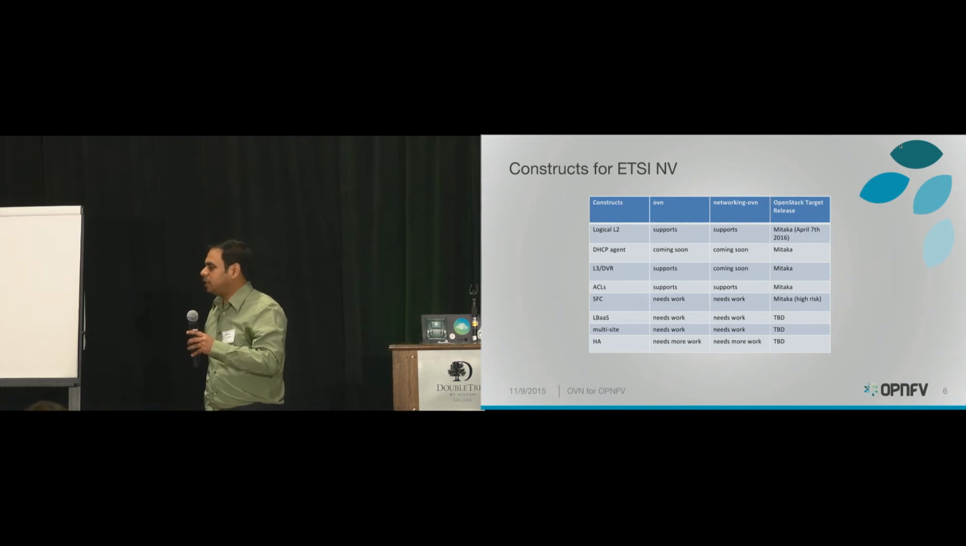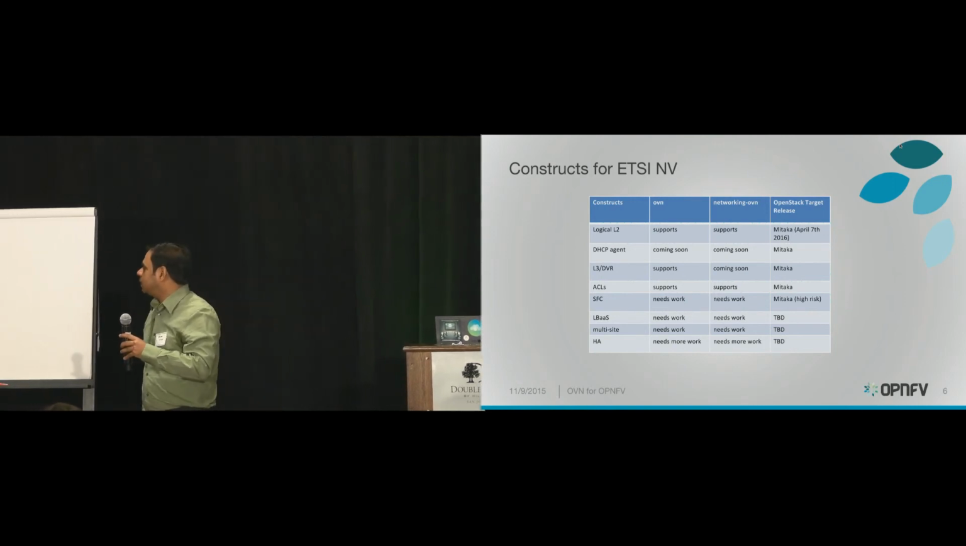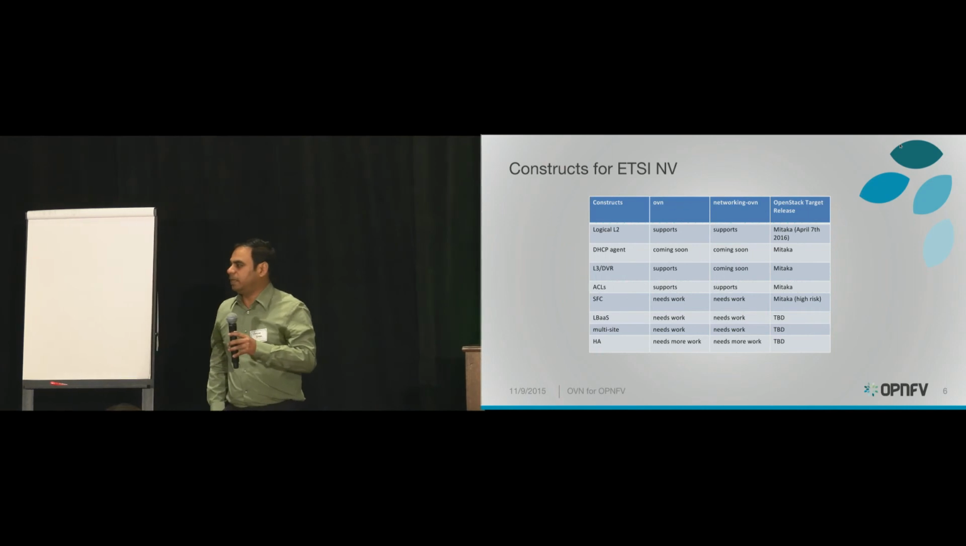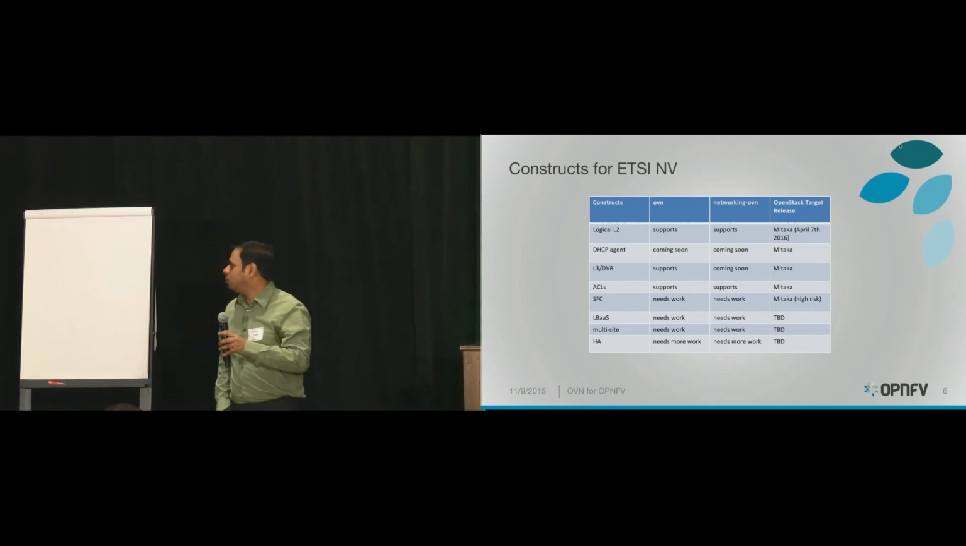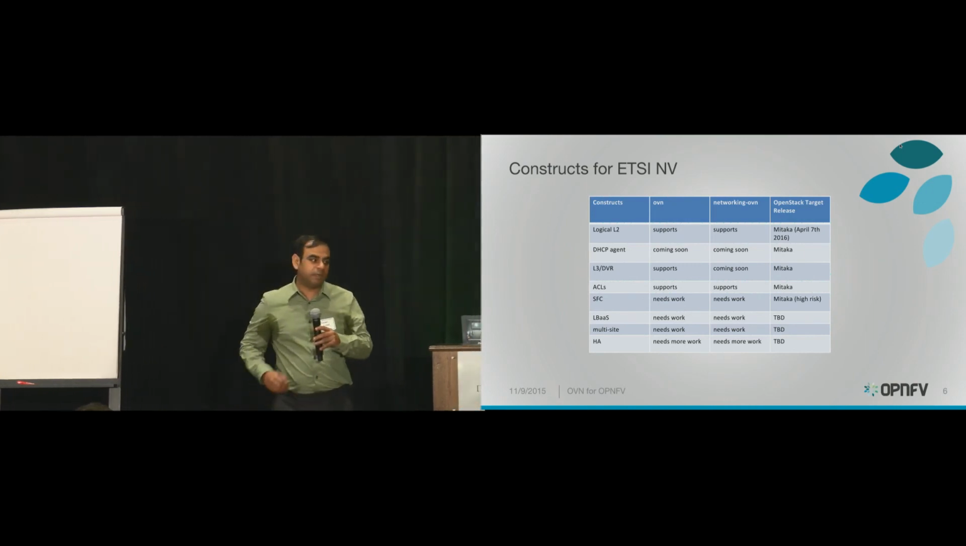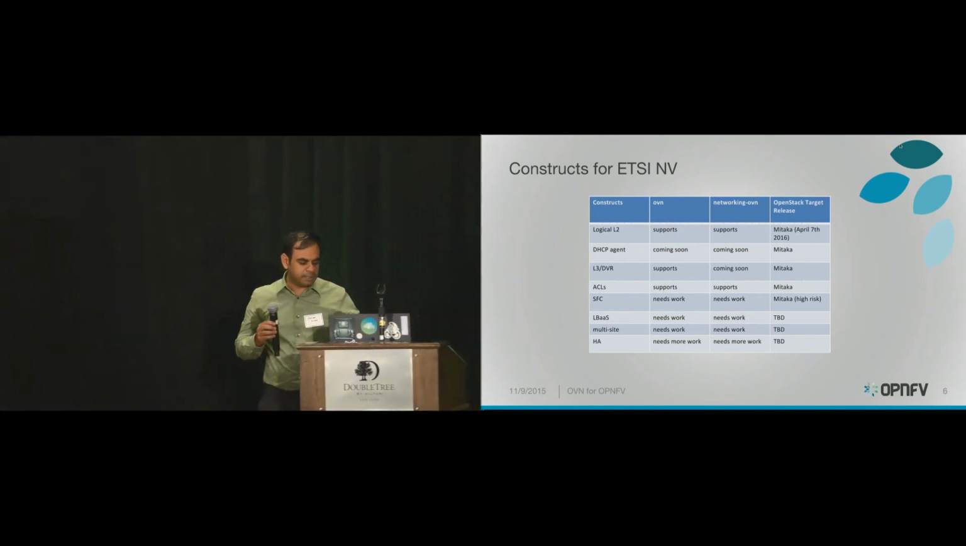Give your ideas: NSH, non-NSH, Geneve, VXLAN, whatever you want to do. This is an opportunity to shape it today. Then things like load balancers become very easy if you're using OVN. Multi-site HA needs some more work, but there's some work already there. So we think OVN will mature to the point that it can support NFV.